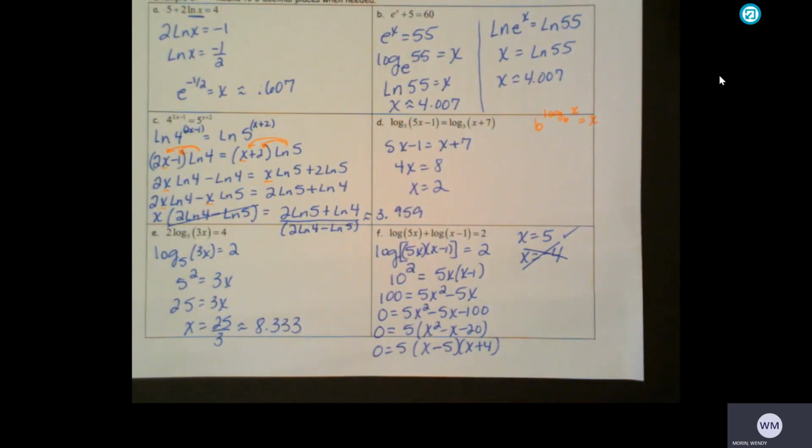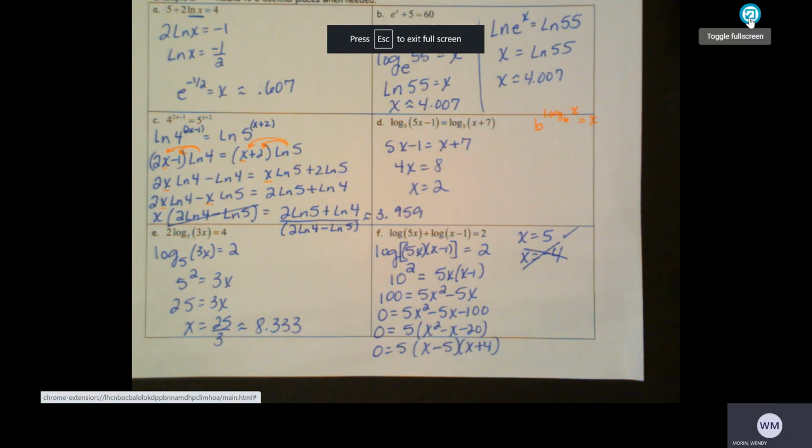Okay? All right, so that's the notes for solving exponentials and log equations. And we're going to be practicing those. And hopefully we'll get better at it.